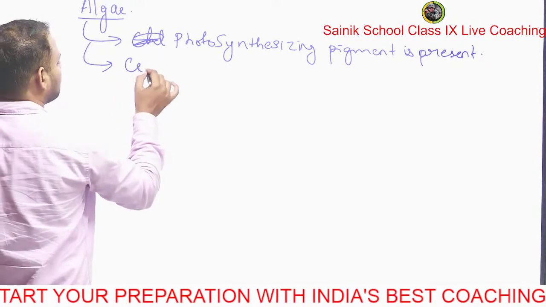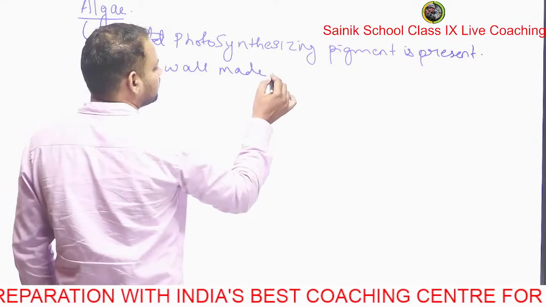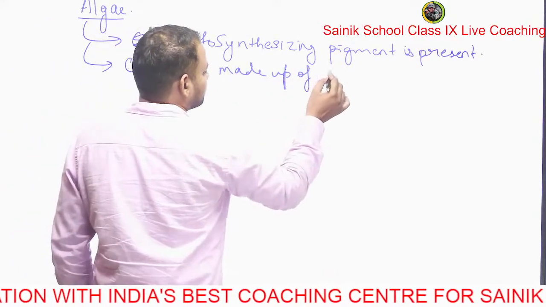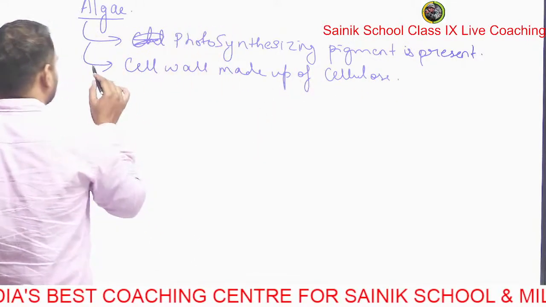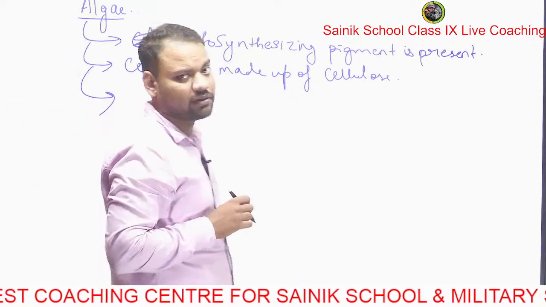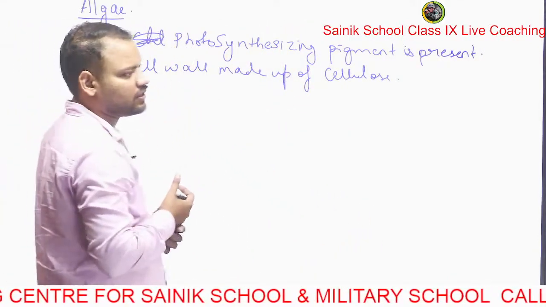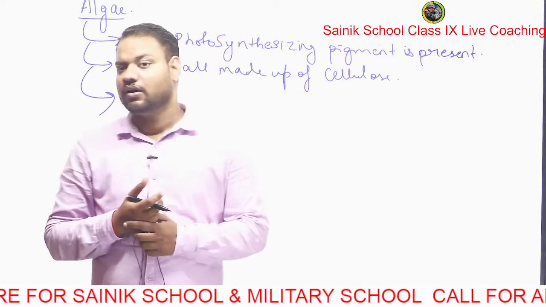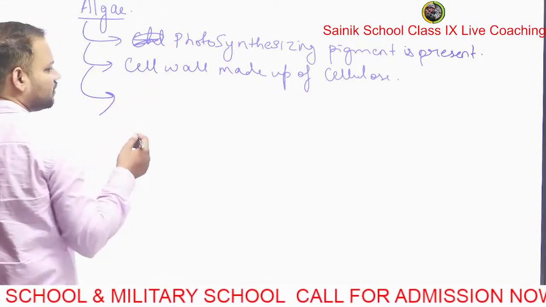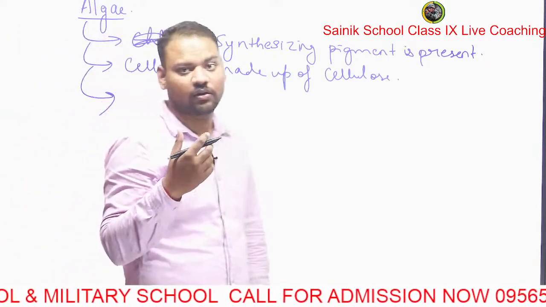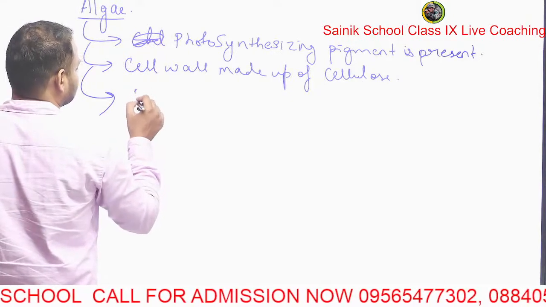Now, the cell wall is made up of cellulose. Algae is also unicellular and multicellular. Algae can be unicellular and multicellular, colonial and also syncytial. Colonial means living in a colony form, living in a cluster.